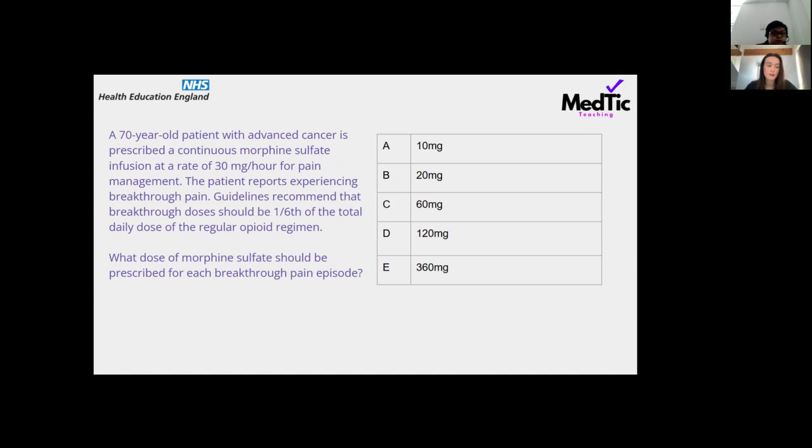Great. So if there's no questions about that one, we can move on to our fifth and final question of the calculation section. A 70-year-old patient with advanced cancer is prescribed a continuous morphine sulfate infusion at a rate of 30 milligrams per hour for pain management. The patient reports experiencing breakthrough pain, and the guidelines recommend that breakthrough doses should be 1/6 of the total daily dose of the regular opioid regimen. Which dose of morphine sulfate should be prescribed for each breakthrough pain episode? So I'll give you about 45 seconds to work this one out.